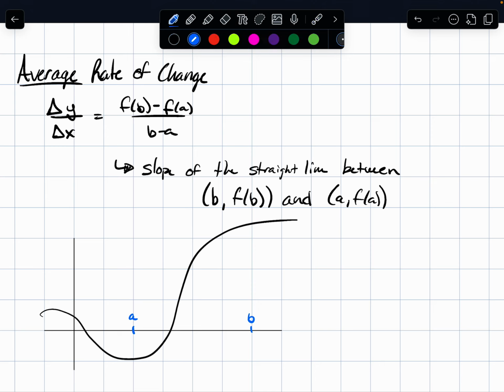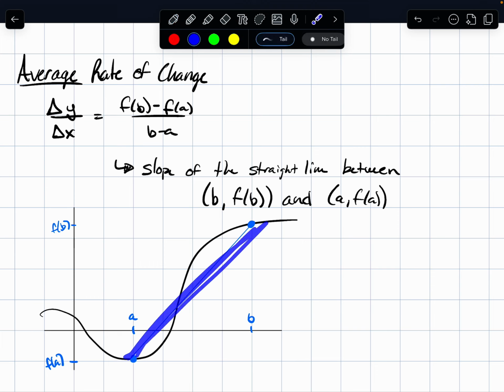So really what that is, it's just saying I'm going to take this point and this point, so that would be f of a as a y value, and then f of b, so I'll extend my axis up here, as a y value. And what I'm going to do is draw a straight line. And this line here is going to represent our average rate of change.